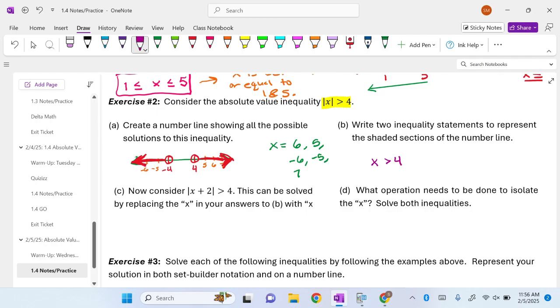What's the other one? Landon. Right. X is less than negative 4. Now, to combine these two statements, we put a word in between them. So there are two words in mathematics that can describe inequalities. Those two words are and, or. And those can describe our solutions to what we call compound inequalities or multiple inequalities on the same number line.